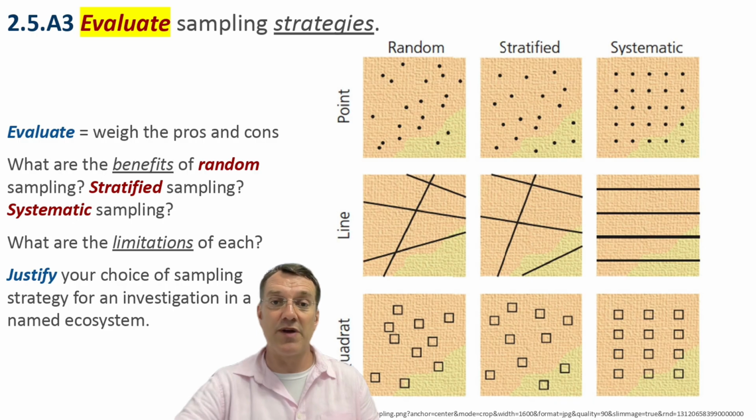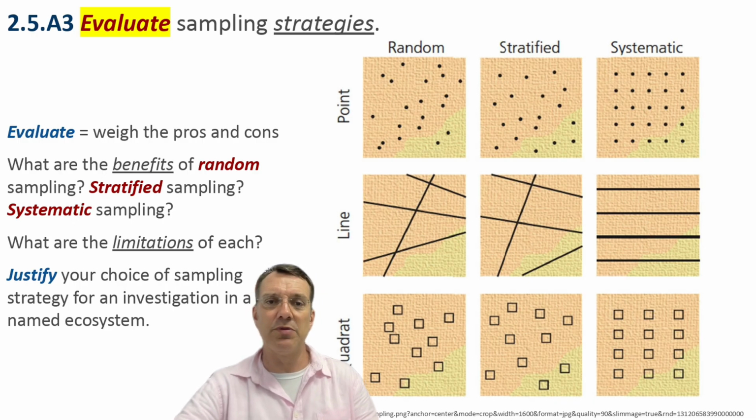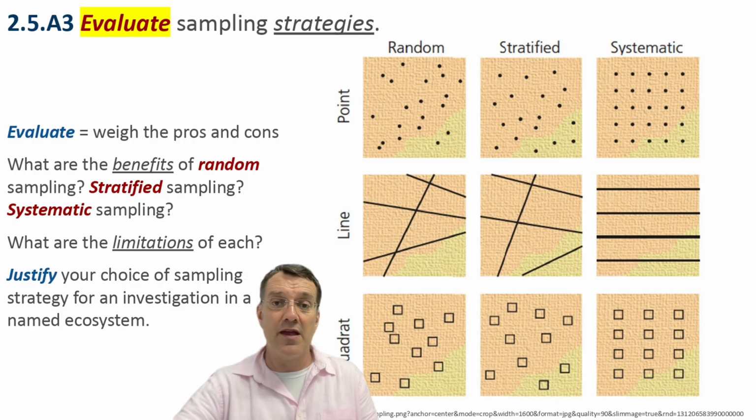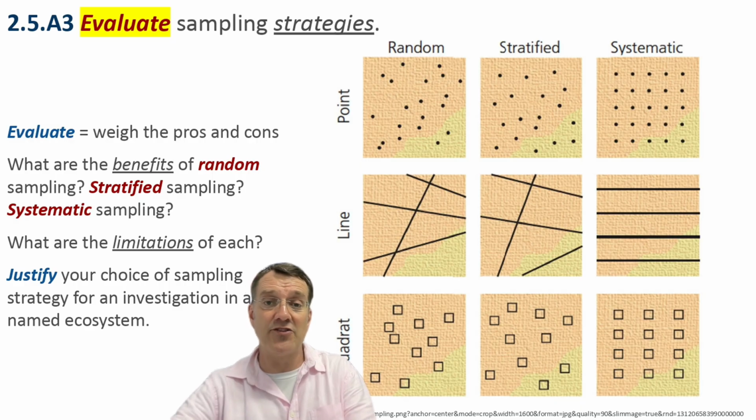Critical evaluation of sampling strategies demonstrates higher level thinking. Consider how random sampling prevents bias, but it might also miss rare species, while systematic sampling ensures coverage of the entire area, but it might coincide with environmental patterns. The best strategy depends on your research question, the available resources, and the ecosystem being studied.